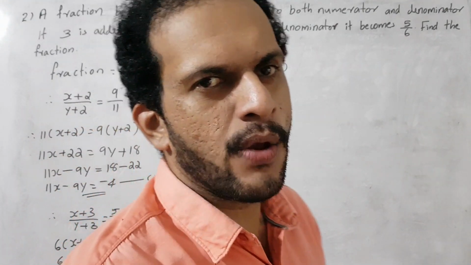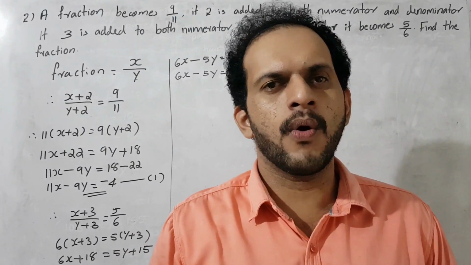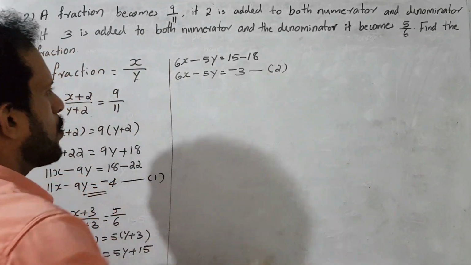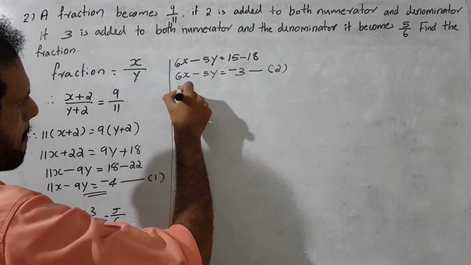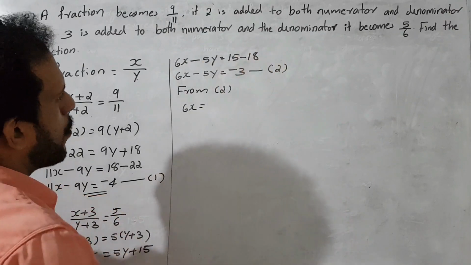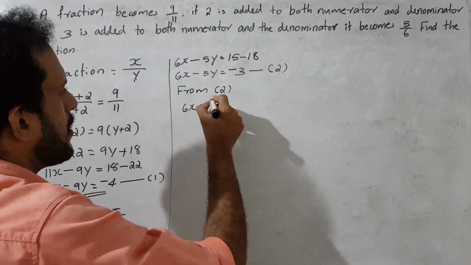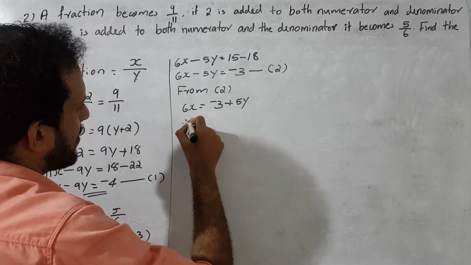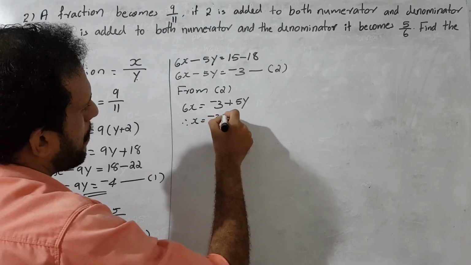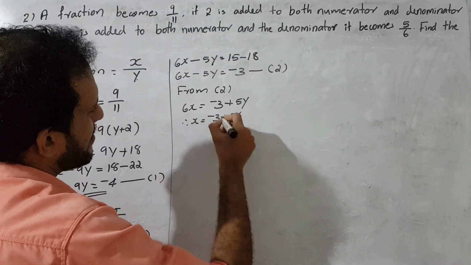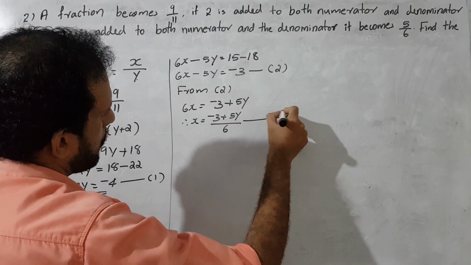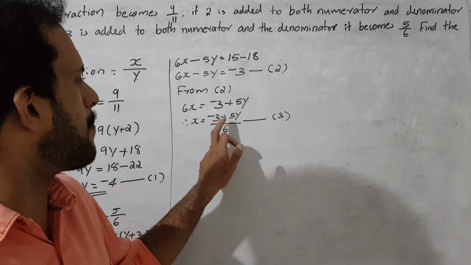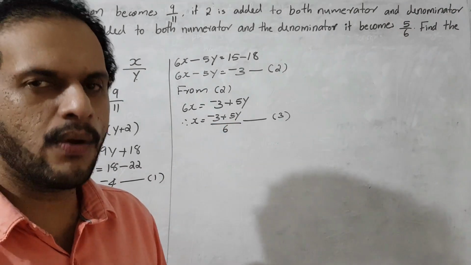Next we need to make any one of the equations in the form of x is equal to or y is equal to. Here I make equation 3 based on equation 2. So from 2, x is equal to, first I transpose the minus 5y to the right side, then what we get? Minus 3 plus 5y. Therefore x is equal to (minus 3 plus 5y) by 6. Equation 3. So I got equation 3 in the form of x is equal to (minus 3 plus 5y) by 6. Then what is next?